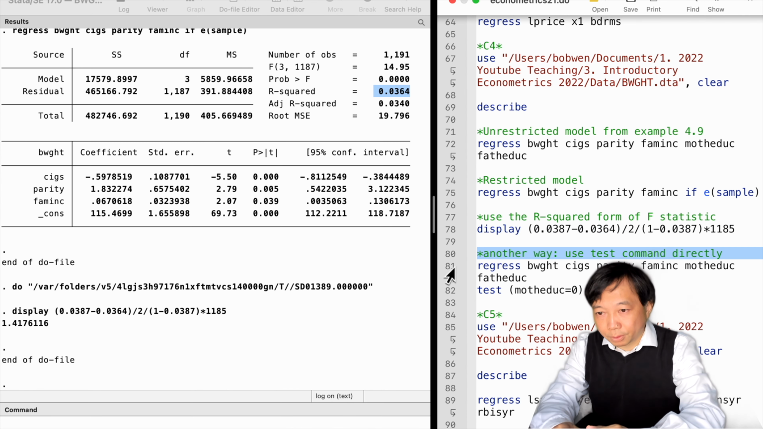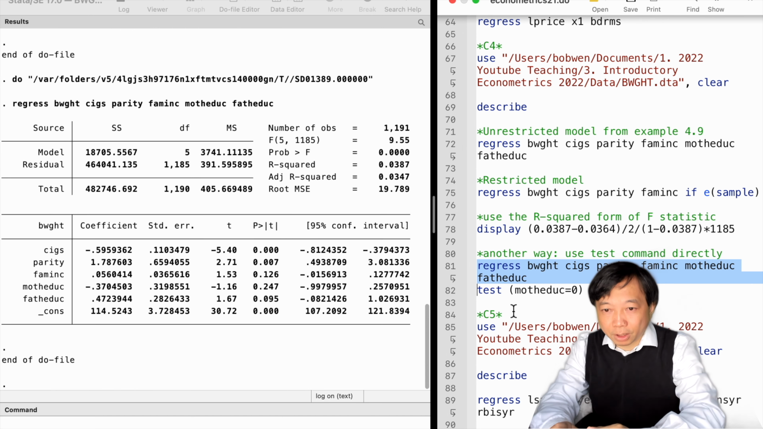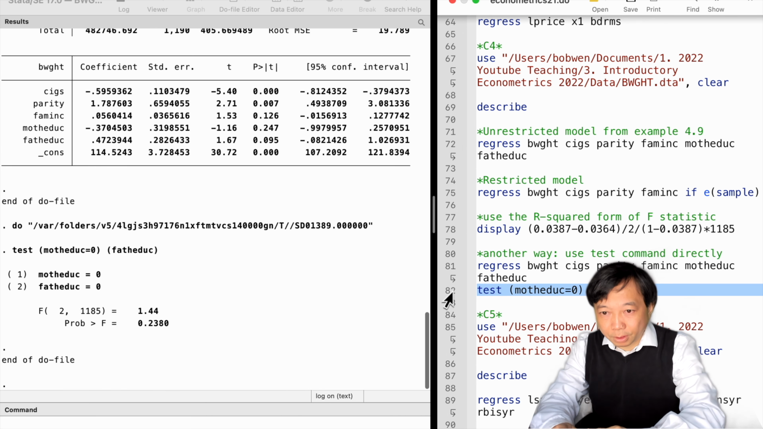In practice, we use the Stata command test to do the F-test after running the unrestricted model. We put the two restrictions inside the two parentheses, following the command test. We have the same result.